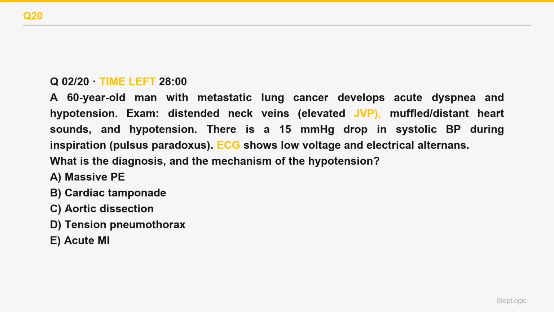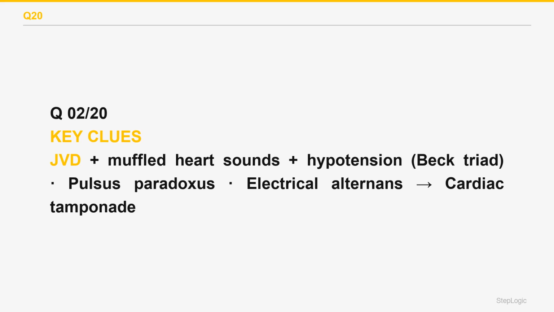Read the command: diagnosis and mechanism. Distended neck veins, muffled heart sounds, hypotension, Beck triad, pulsus paradoxus, electrical alternans: cardiac tamponade. This is cardiac tamponade. Here, a malignant effusion accumulates in the pericardial sac, raising intrapericardial pressure and compressing the heart from outside. This compression prevents the ventricles from filling adequately during diastole, so stroke volume and cardiac output fall, causing hypotension.